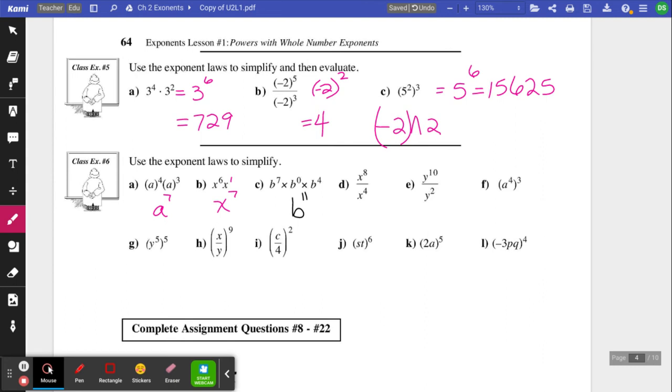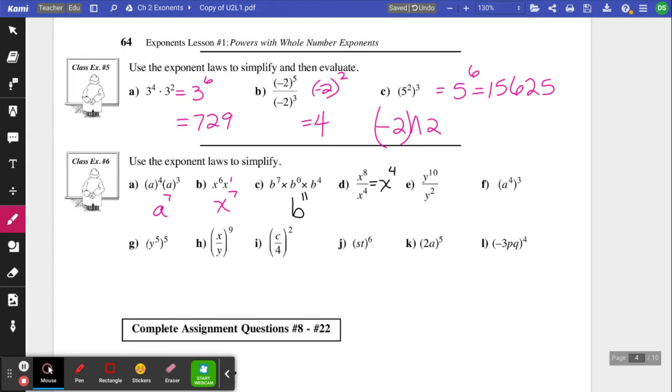All right, someone who hasn't answered a question yet. Letter D. A girl, Sariana. X to the 4, because if the bases are the same and you're dividing, keep the base, subtract the exponents, correct? We're subtracting.